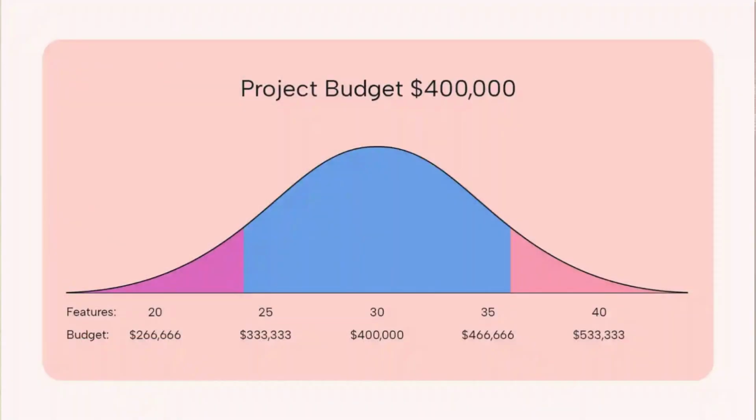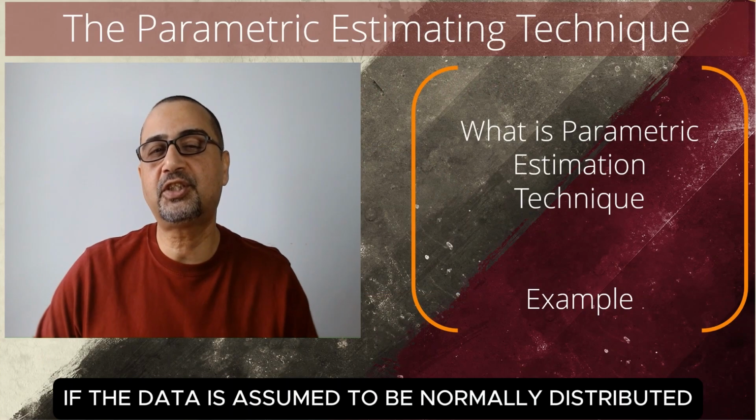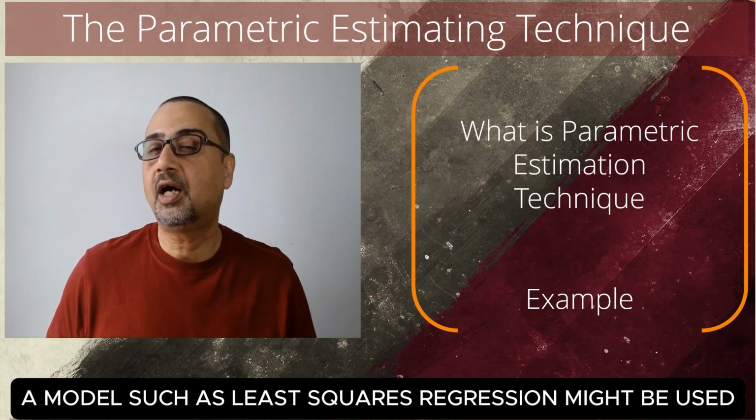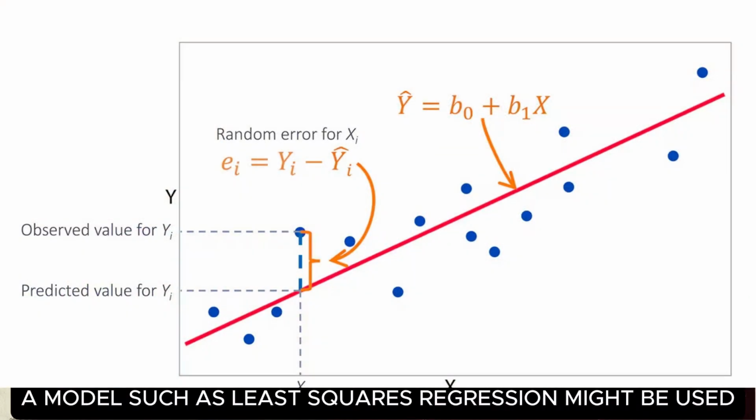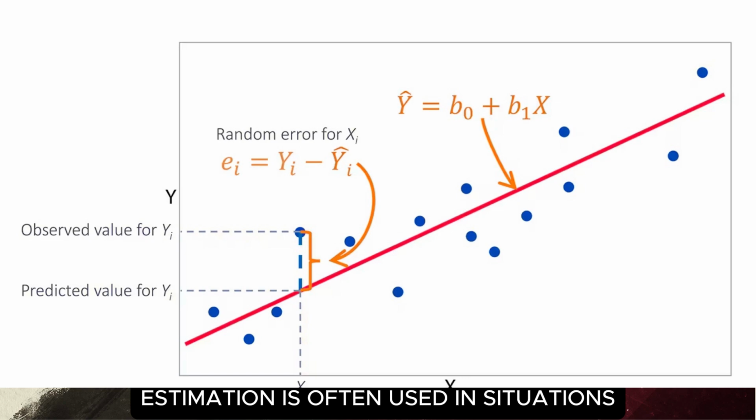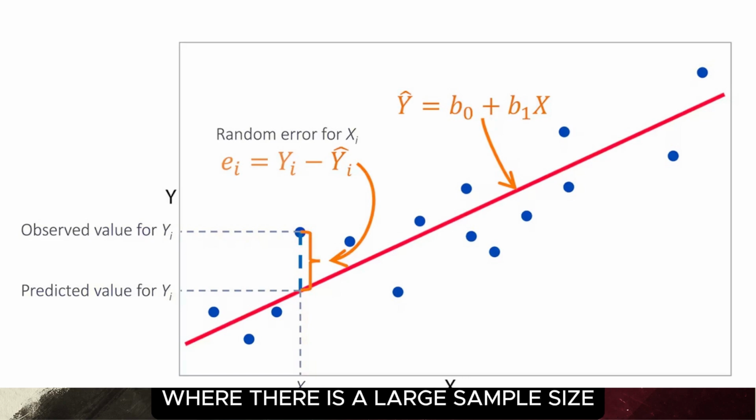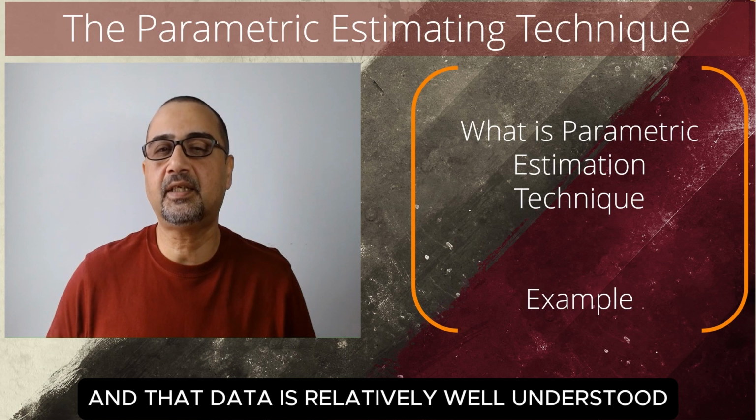Parametric estimation is typically based on the assumption that the data follows a certain distribution, such as a normal distribution. The statistical model used in parametric estimation is chosen based on the assumed distribution of the data. For example, if the data is assumed to be normally distributed, a model such as least squares regression might be used.